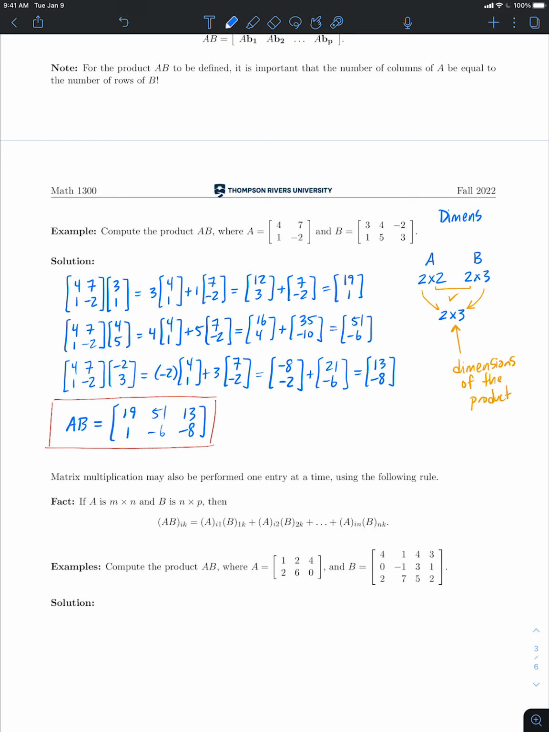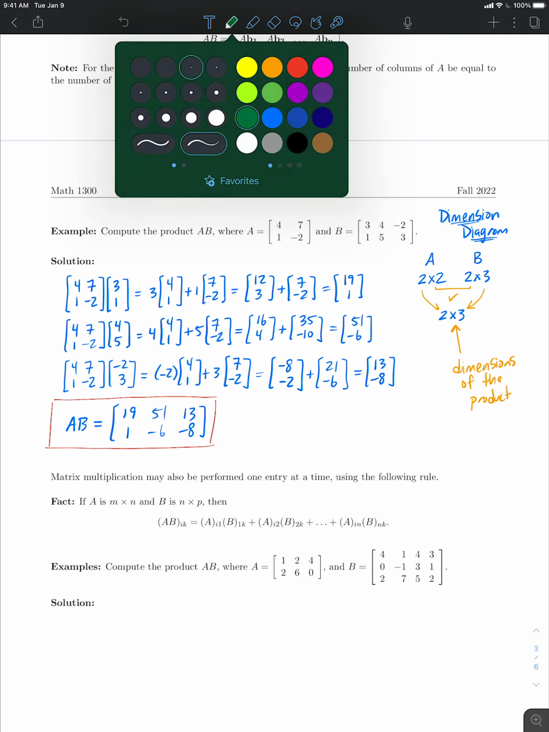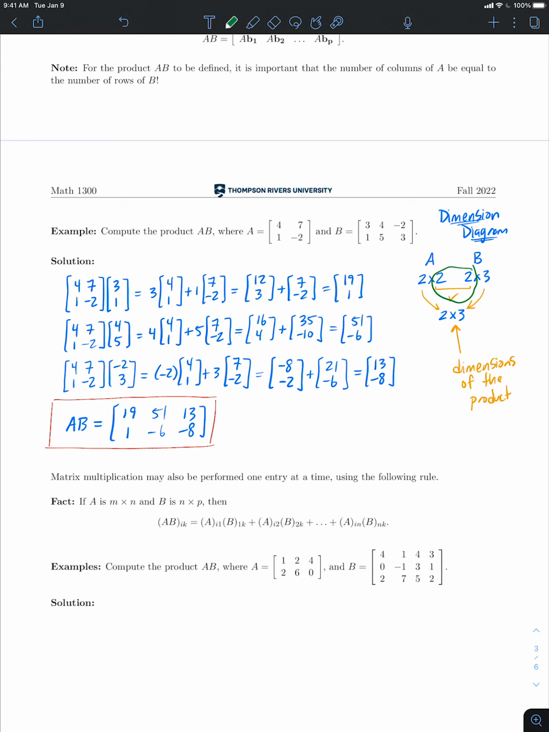Just draw this picture. I guess it's not really a picture, it's just what you use to determine two things. First of all, is the product defined? Because if these two numbers don't agree, you would just stop and you don't even need to draw the rest of the picture because the product is not even defined. But if they do, then you can draw the rest to figure out the dimension of the product.